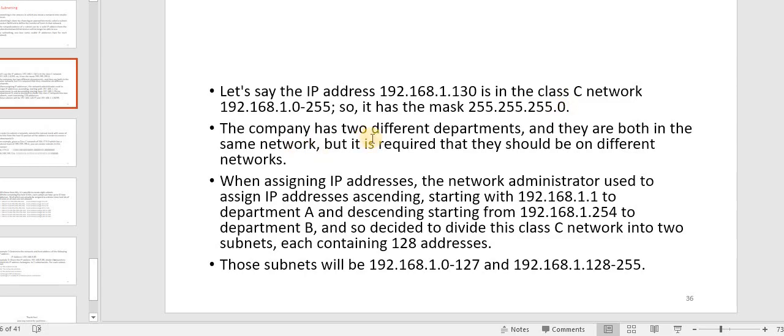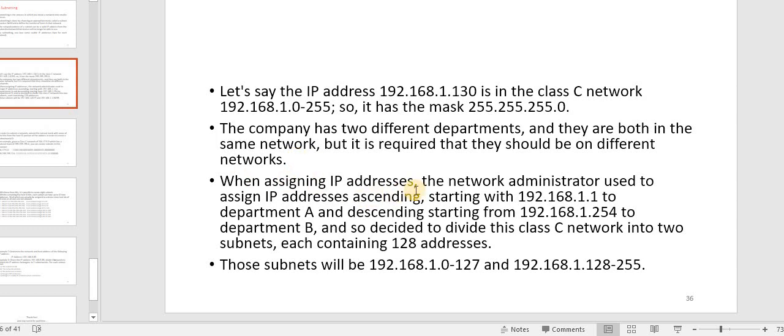The company has 2 different departments, let's say, and they are both in the same network, but it is required that they should be on different networks. So computers in department A should talk to computers in department A only, alright? So they should be in one network and department B should be in another network. So we are basically dividing the company network into 2 sub-networks.